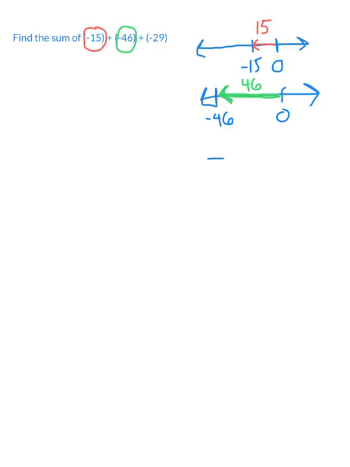And then our last number, try to make my number line nice and neat. I have my 0, and then I have negative 29. It's not quite as far as 46, but it's definitely farther than 15. And if I look at the distance from 0, the distance or the absolute value is 29. Okay. So now what does this mean?